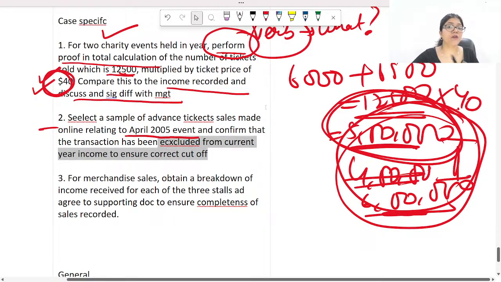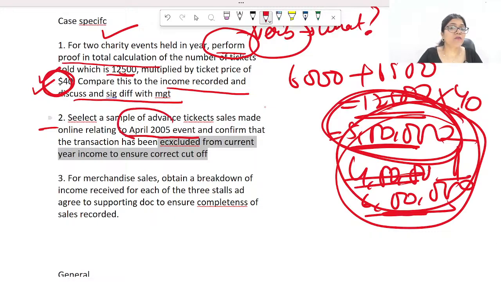This is important. Why? Because this event will not be recognized, because every year they have their event in April and December, right? Two events. So of course in this year they will be having April and December. Next year also they will be having their next event in April and December. So we need to make sure, because our year end is in March, that the April sales are not included in our current year. April should be included in the next financial year, right?